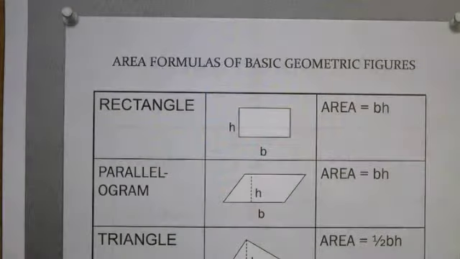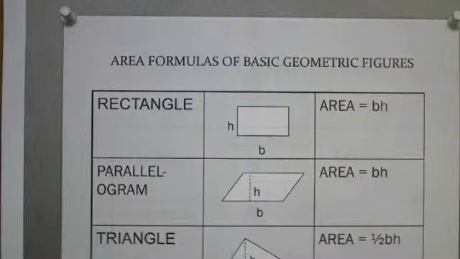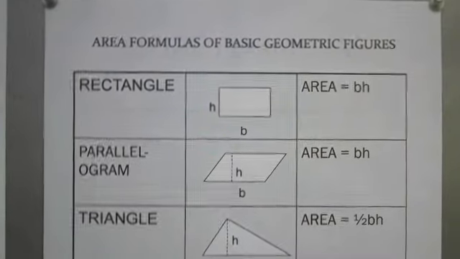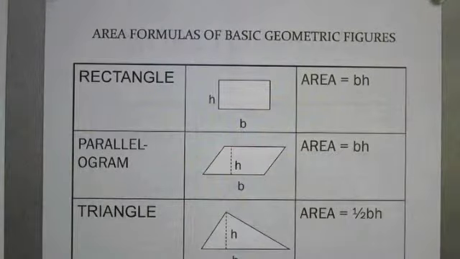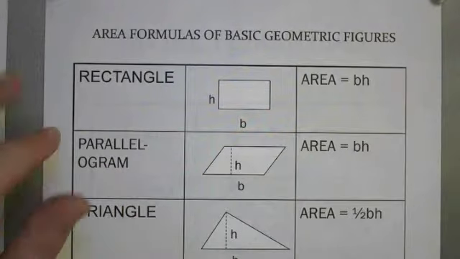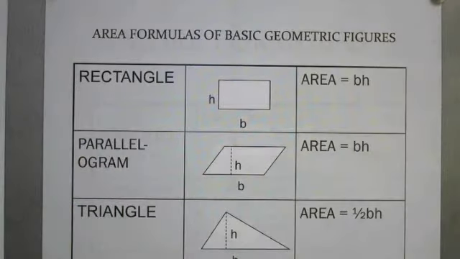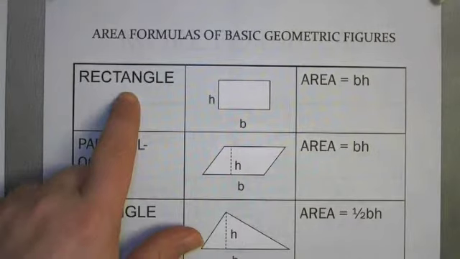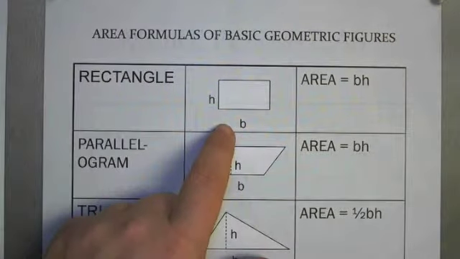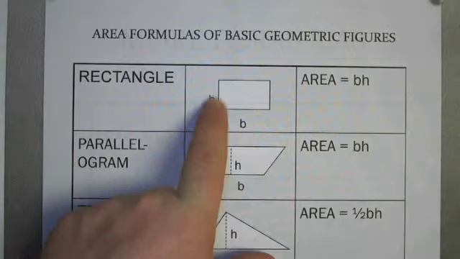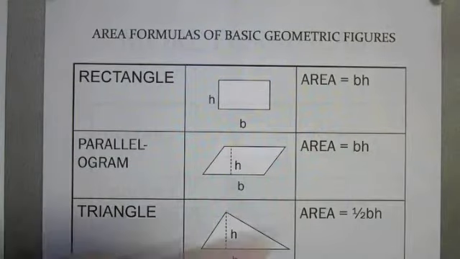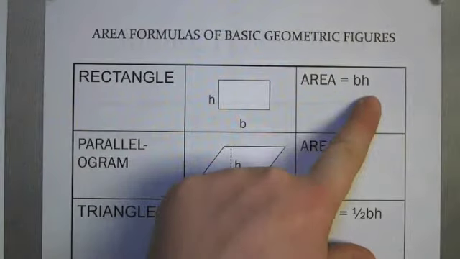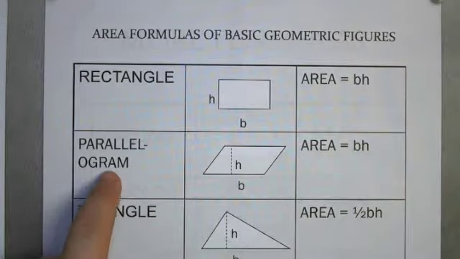Here's some formulas that you need to write down, some basic area formulas. If you'll write this down with the picture, you can fill in that chart on your Cornell notes. We'll start with rectangle, and notice that a rectangle, we have the base and the height, and we already talked about that on the last page. So our area is base times height. That's all you have to do to find the area.